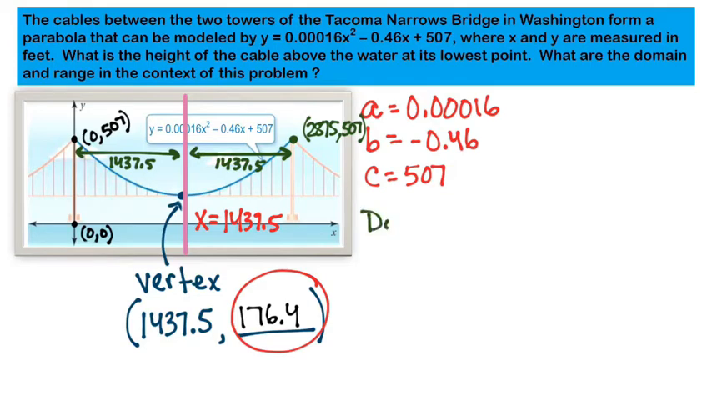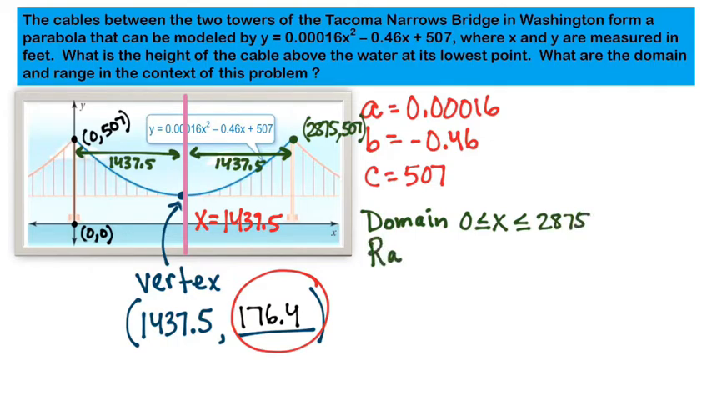Remember, the domain is a list of all x-coordinates of every point that could be on the graph. We would normally say that the domain is all real numbers, but in this problem, the domain is not all real numbers. So if we look at all of the x-coordinates of every point on the blue parabola in our picture, the smallest x-coordinate is going to be greater than or equal to 0. The biggest x-coordinate that we could possibly have is less than or equal to 2,875.